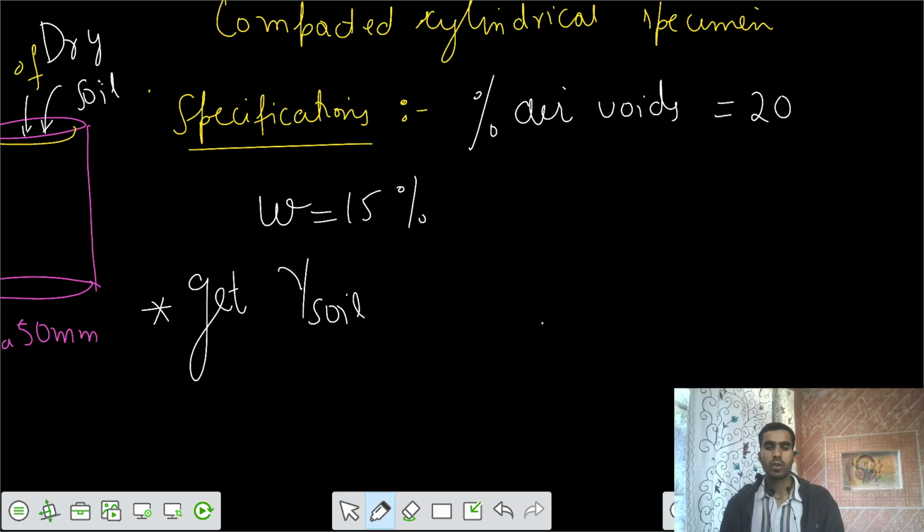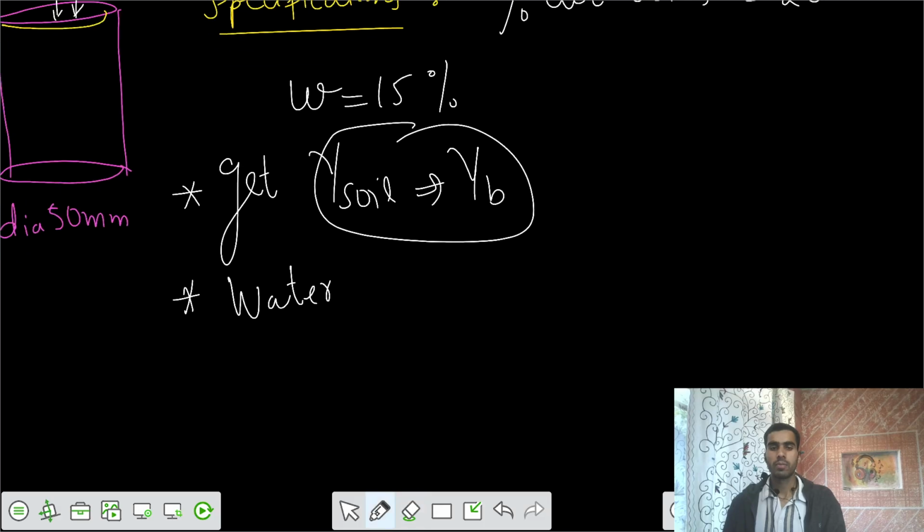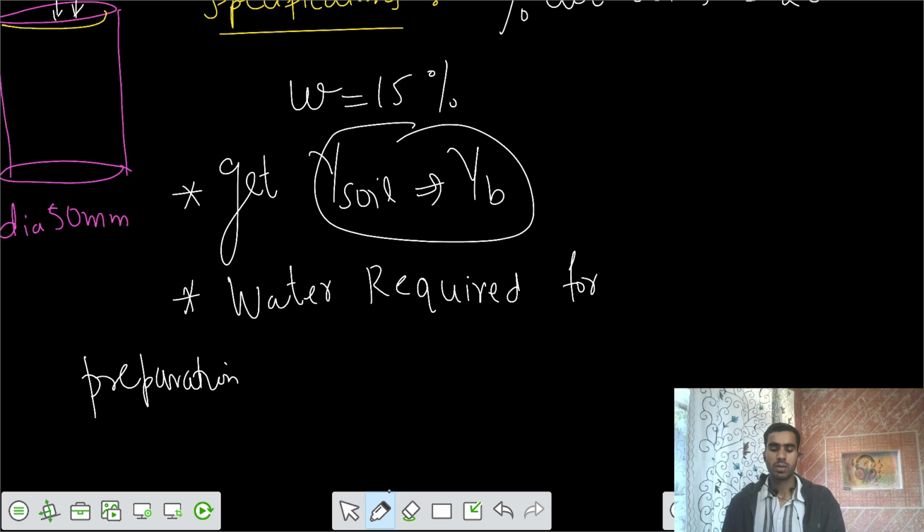So get the unit weight of the soil, that is gamma bulk, the unit weight corresponding to the bulk condition. This is one of the problems, and we also need to say what the water required for preparation of the soil specimen should be. How much water do you need to add? Water required for preparation of the soil specimen.